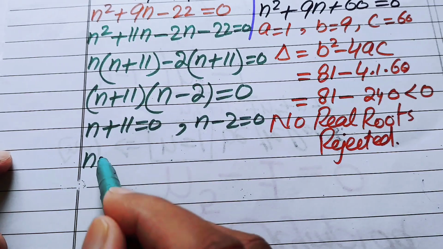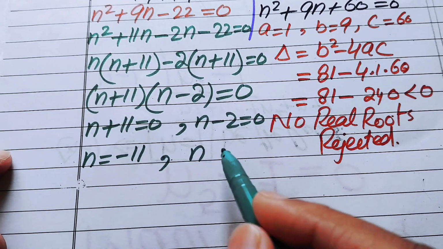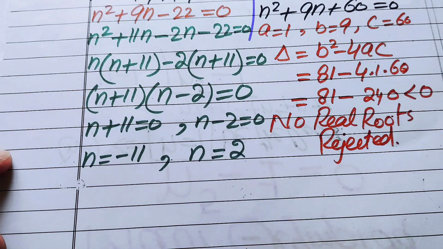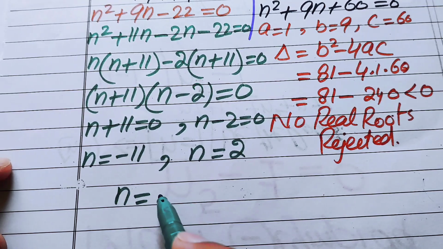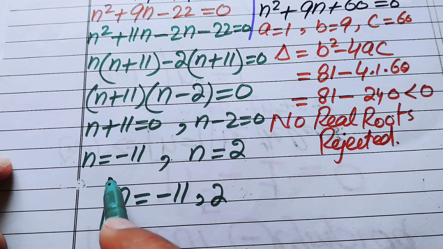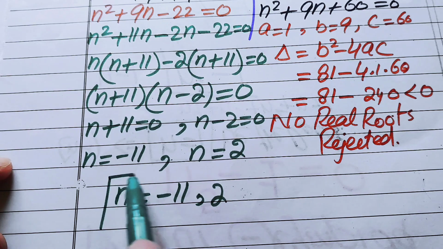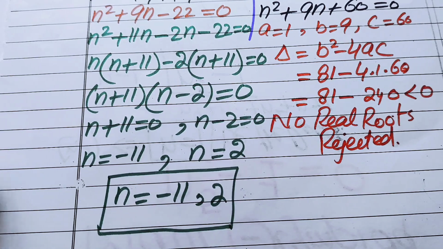In this case you will get the value of n as minus 11, and in this case you will get the value of n equals 2. So finally we have the two values of n for the given question, which are minus 11 and 2. So these are the two real values. This is our final answer to this question.